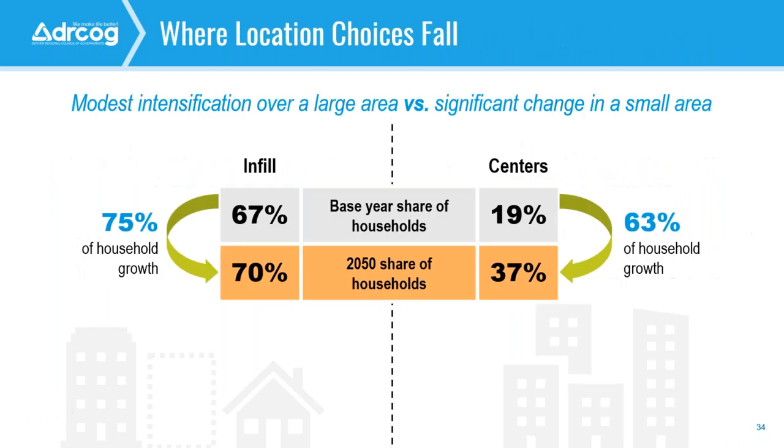Next slide. The result of making these different choices available: the infill area captures about 3/4 of household growth to increase its share of total households. Think of this like market share. The market is growing and the share is growing at the same time. The centers area is a much smaller geography. It captures less than 1/5 of all households to start, but captures nearly 2/3 of all the growth in households. While that 37% total share that results might not seem like a large share of households, it reflects a significant focusing of development activity.